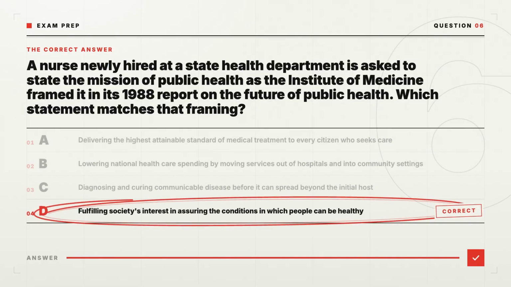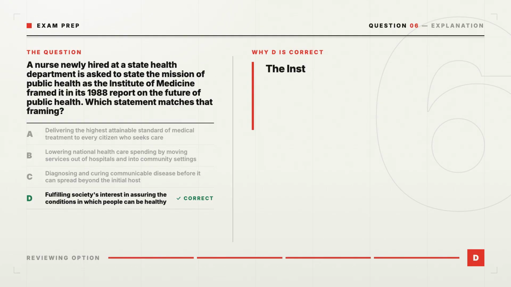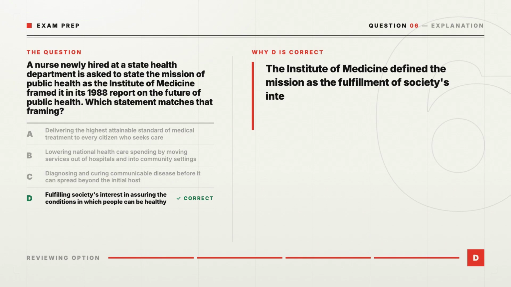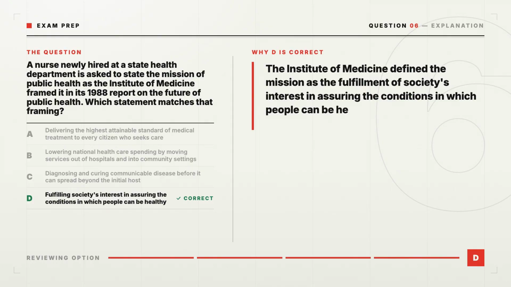The correct answer is D. Fulfilling society's interest in assuring the conditions in which people can be healthy. D is correct because the Institute of Medicine defined the mission as the fulfillment of society's interest in assuring the conditions in which people can be healthy. The wording matters because it centers conditions and populations rather than cures and patients. Clean water, safe food, immunization, safe housing, and access to care are all conditions in that sense.